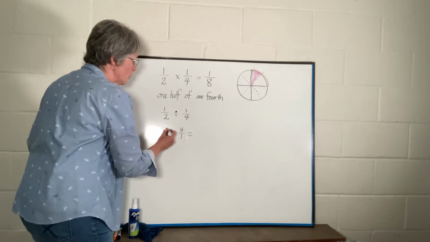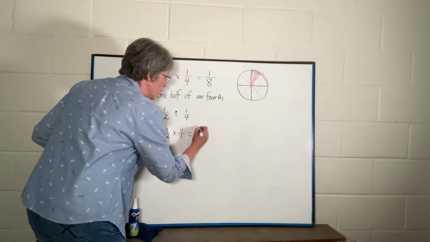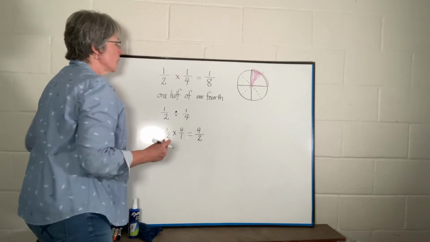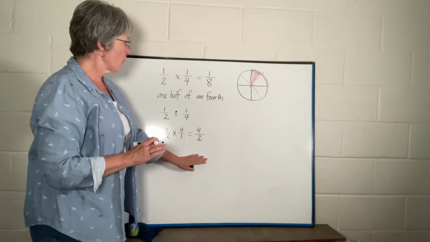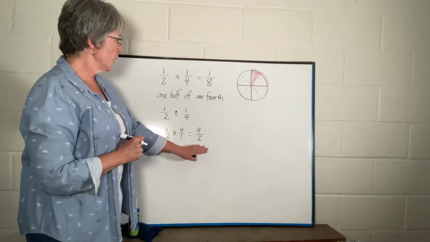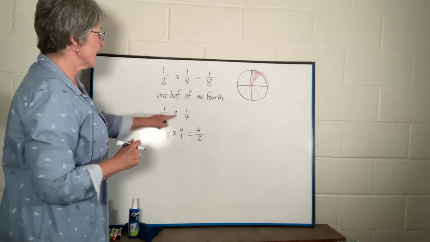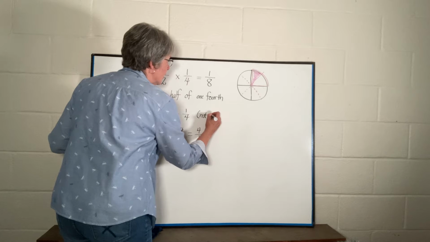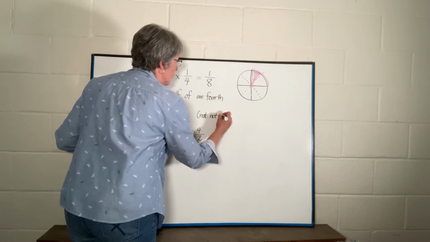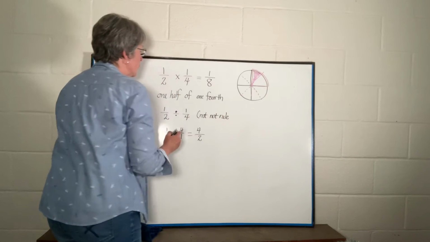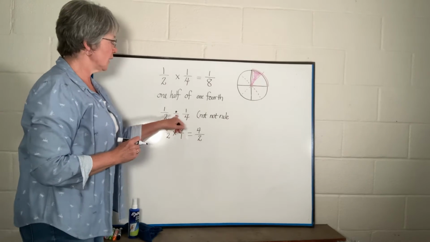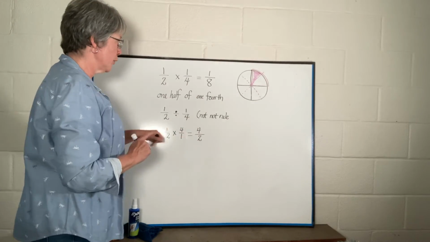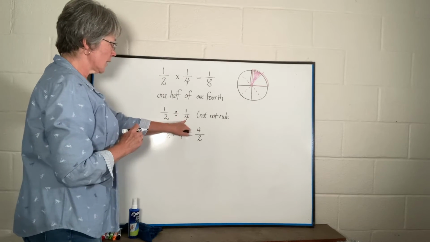Again, the numerators, 1 times 4 is 4. 2 times 1 is 2. Now we can reduce that. I'm not going to talk about that right now. That's another video. But again, if you want to remember it, and some kids find it funny, the not rule. We use the opposite operation, and then we flip the second fraction, not the first fraction. It's always the second one.